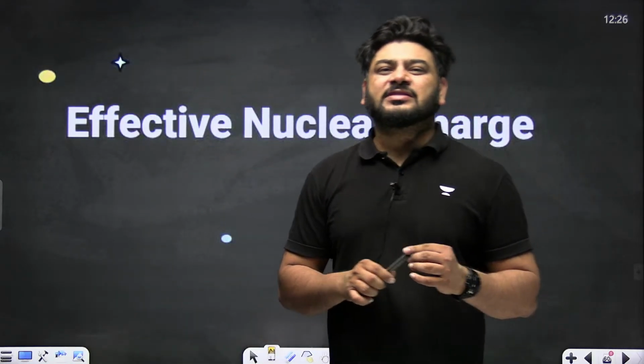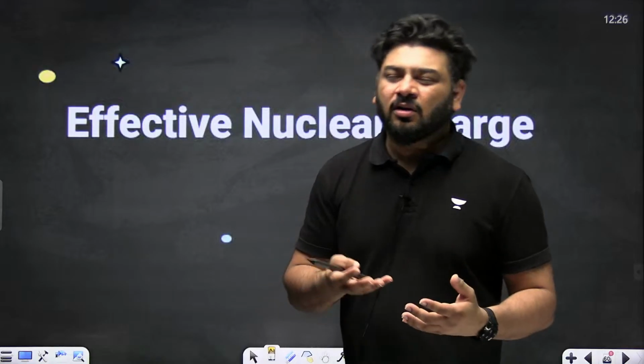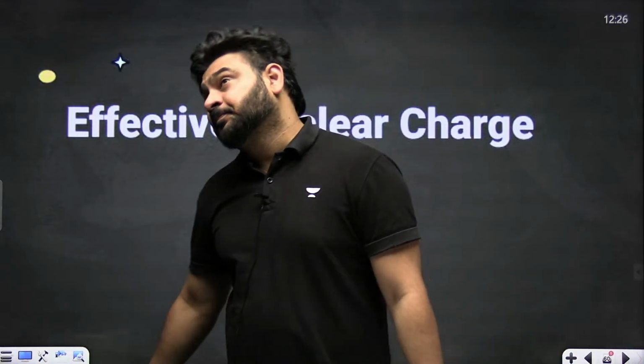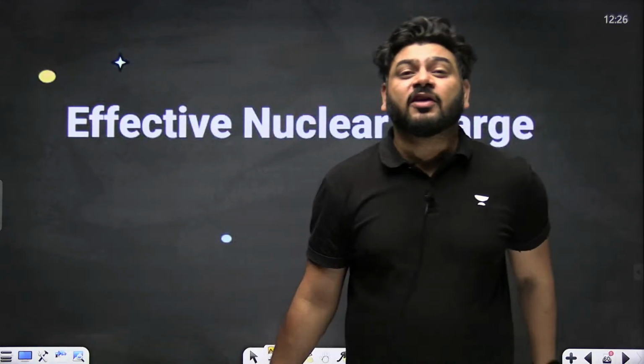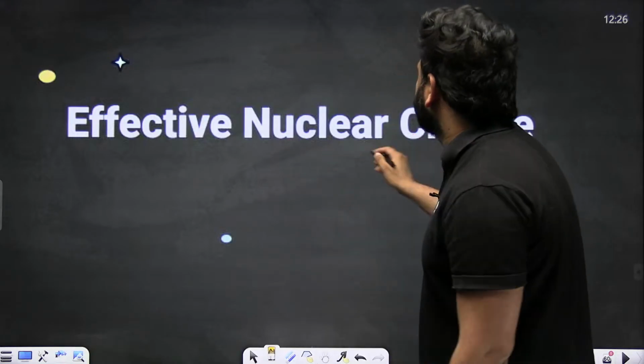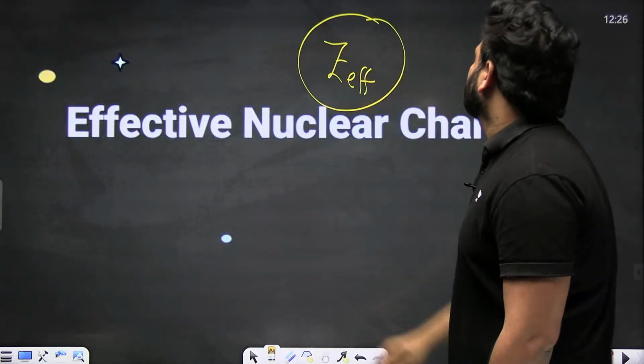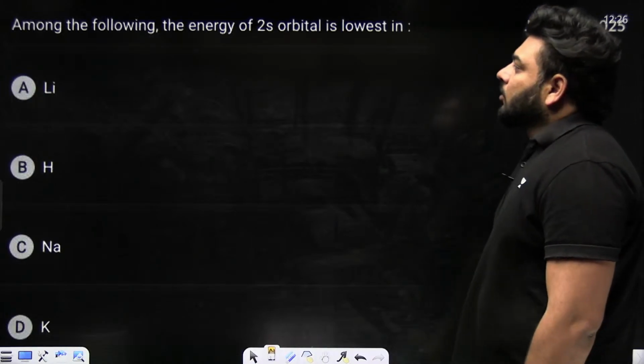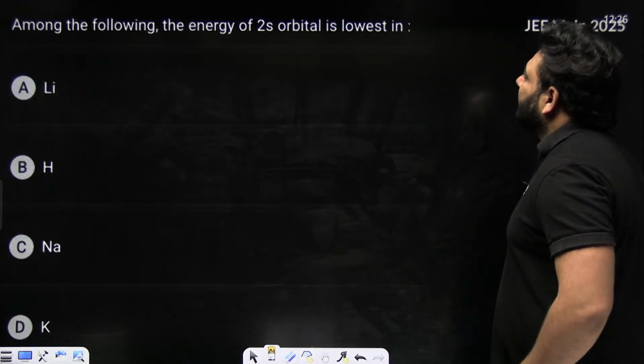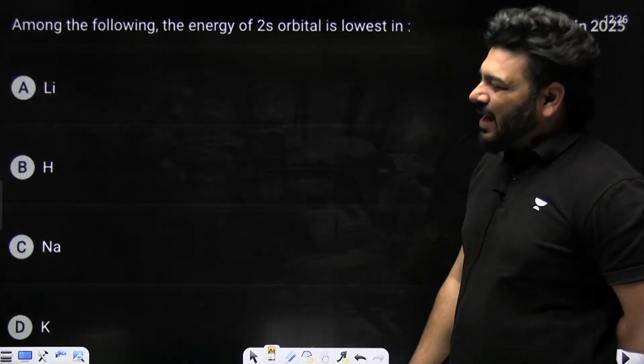Now we'll start with some of the periodic properties, and one of them is effective nuclear charge. We are right now talking about Z effective. So among them, the 2s orbital is lowest in... What's that question?